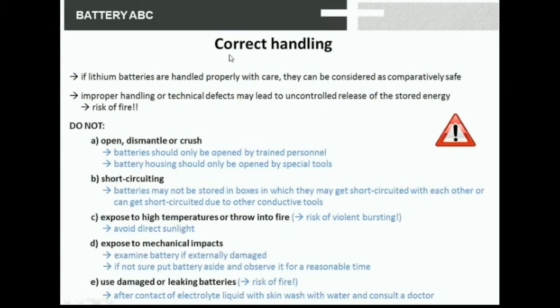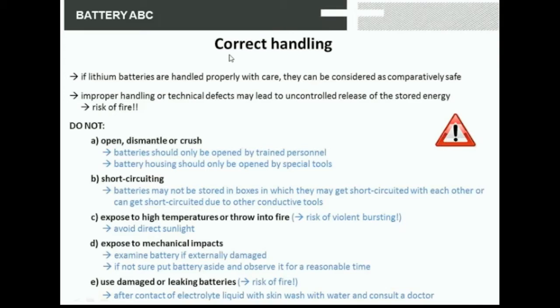When we talk about correct handling, I think everybody of us knows what this means, but I want to make sure that it's written down. When lithium-ion batteries are handled properly with care, they can be considered as safe. Improper handling or technical defects may lead to uncontrolled release of stored energy. Of course, if you do that, there is a risk of fire.